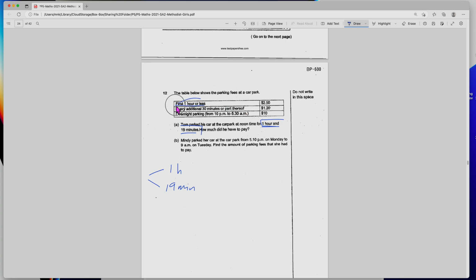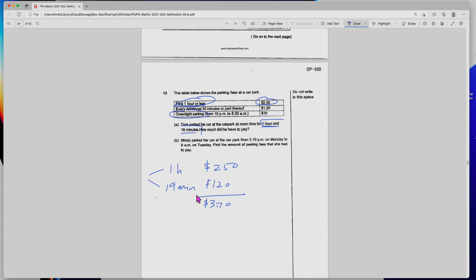The first hour, can you see the first hour is 250? So you give it 250 here. And then the every additional 30 minutes or part of means that they don't care. They will still charge you 120. 90 minutes, still 120. Okay? That's why you add up, the first answer is $3.70. Then, is there any overnight parking for part A? No. So you don't have to add the additional 10, no need.